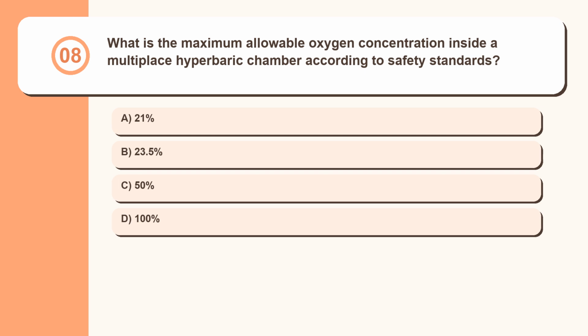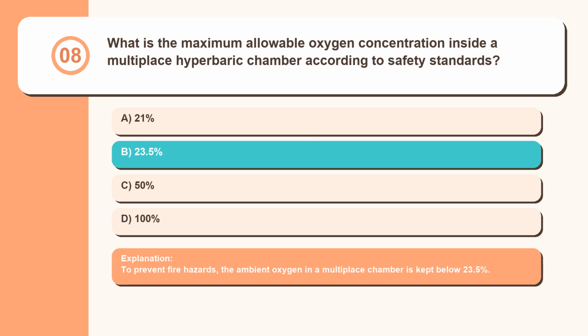Question 8. What is the maximum allowable oxygen concentration inside a multiplace hyperbaric chamber according to safety standards? 21%, 23.5%, 50%, 100%. To prevent fire hazards, the ambient oxygen in a multiplace chamber is kept below 23.5%.